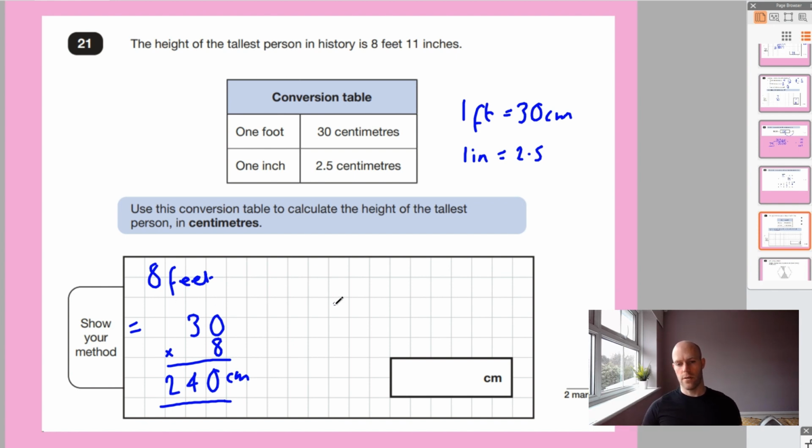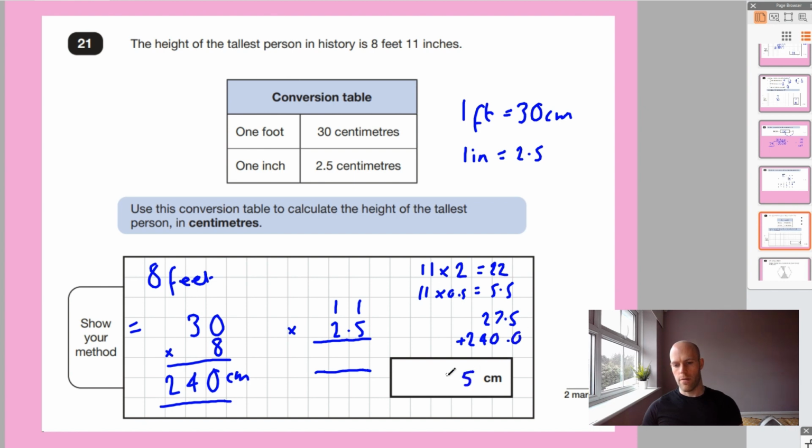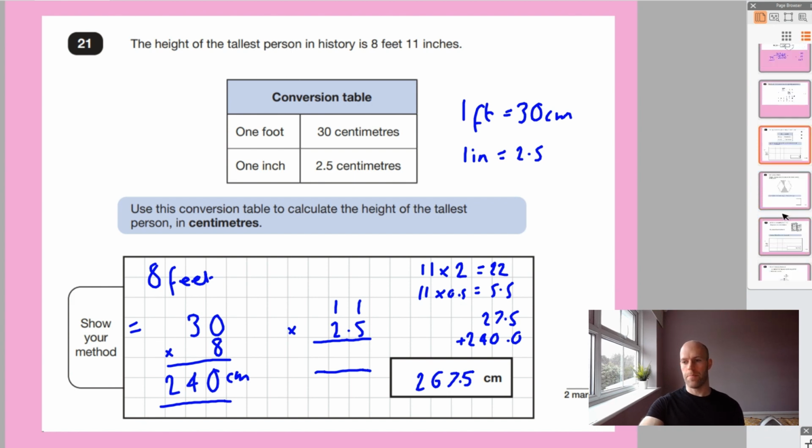Then 11 inches, we're going to do 11 inches times by 2.5. And I'll do 11 times 2 is 22, and then a half is 5.5. So I'll just do that in my head really. I'll do 11 times 2 equals 22, and then 11 times by 0.5 equals 5.5, making 27.5, and then add that on to the 240 that we've got, 267.5 centimeters. So fussy, but just two multiplications put together on that one.